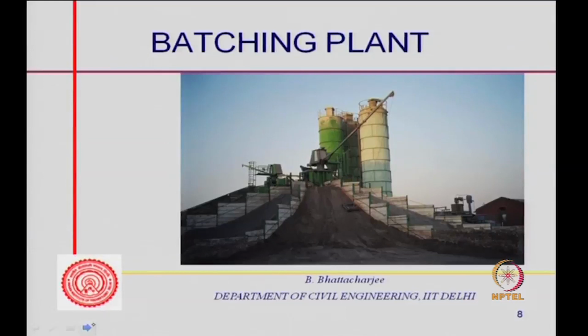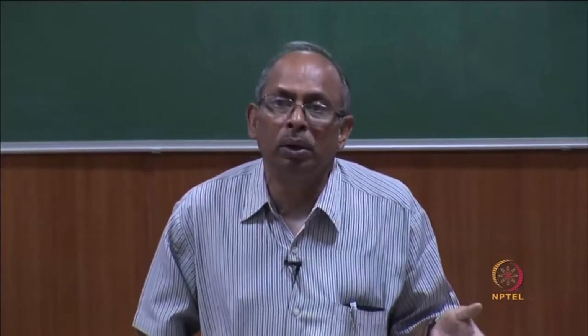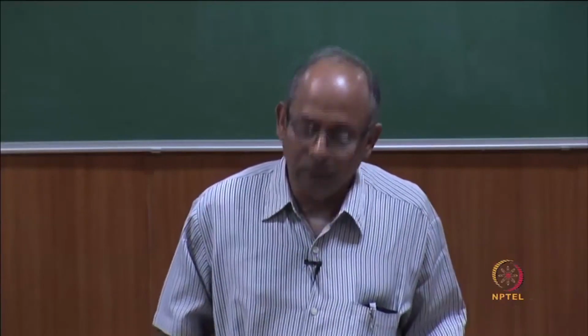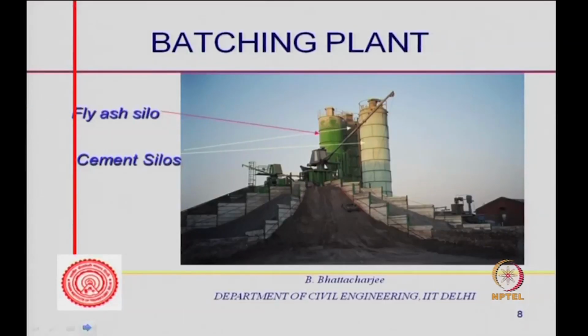How does it look? This photograph shows a batching plant, and as you can see, these are the silos. In fact, it had twin cement silos and one silo for fly ash. These are vertical, metal silos where cement is stored. It is all closed, and from here the cement goes to the mixer machine. This is a fly ash silo, and two cement silos, one of them you can directly see, the other one is not easily visible.